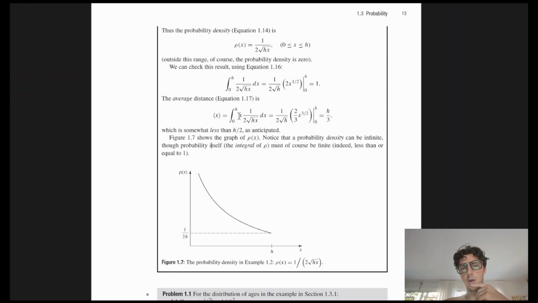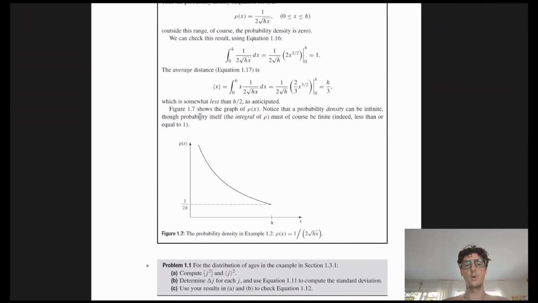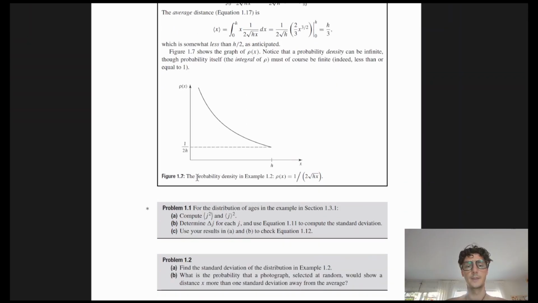Right? x to the power of 1 here, x to the power of minus 1/2. Combine those powers, do an integral, pull out the constants, and we get h over 3, which is somewhat less than h over 2 as anticipated. Figure 1.7 shows the graph of rho of x. Notice that the probability density can be infinite, though probability itself, the integral of rho, must of course be finite, indeed less than or equal to 1.